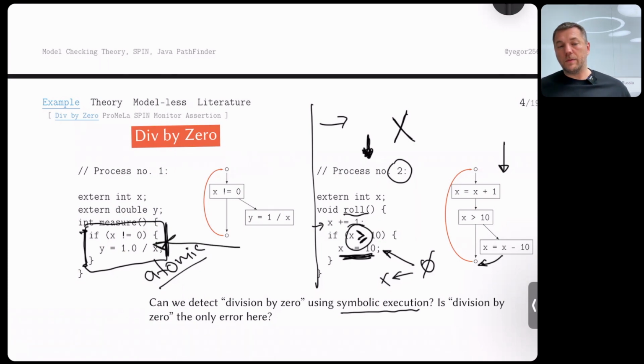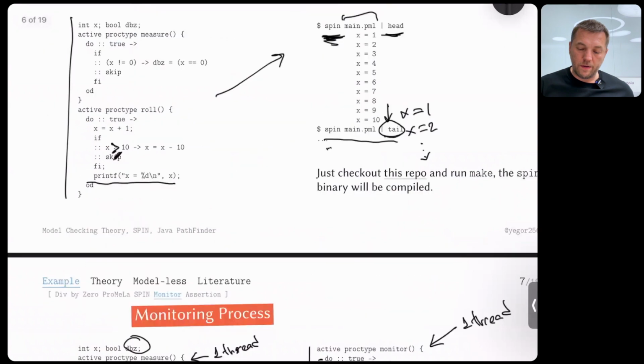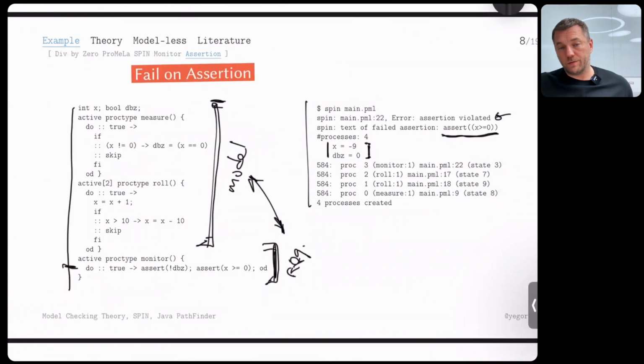And if it happens right between these lines, then boom, we have division by 0. So getting back to the output of spin, I just backtracked a little bit and explained the motivation for concurrency to make sure you understand why there is the number -9 here. So how come x became -9?